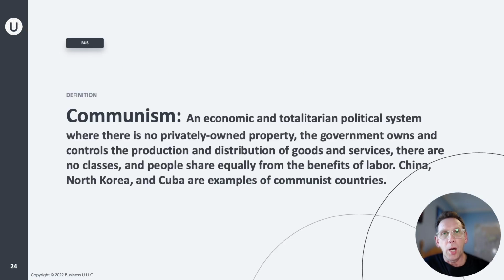Okay, so communism is an economic and totalitarian political system where there is no privately owned company. The government owns and controls the production and distribution of goods and services. There are no classes. People share equally from the benefits of the labor. China, North Korea, and Cuba are examples of communist countries.